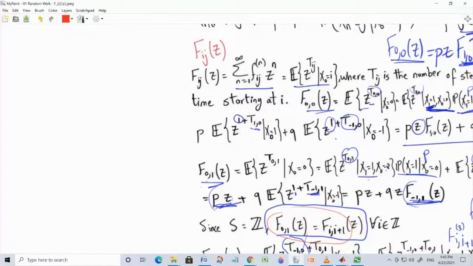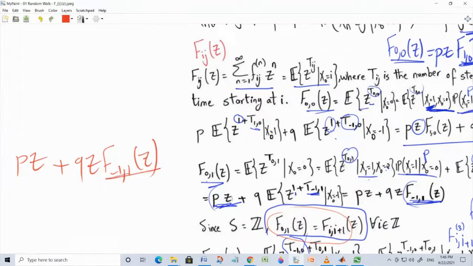So f(0,1) of z, how can you write this? You want to go from 0 to 1. Starting from 0, you can go to 1 with probability p. That's one step, and you are already in 1. Or you can, with probability q, go to -1. But now you took a step from 0 to -1, and now you need to go from -1 to 0.